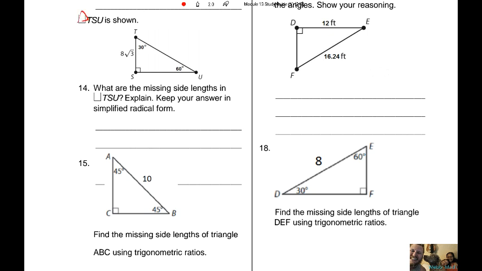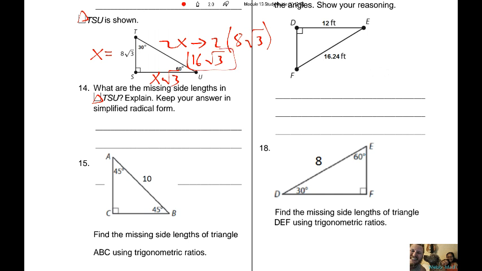All right, triangle TSU. What are the missing side lengths of TSU? This is a 30, 60, 90. Again, we know that the hypotenuse has to be 2 times whatever this smaller leg is, which they gave to us, so we already know what x is. And then basically you have x square root of 3. All right, let's go ahead and plug it in. What's 2 times 8? 2 times 8 square root of 3 is just going to be 16 square root of 3.